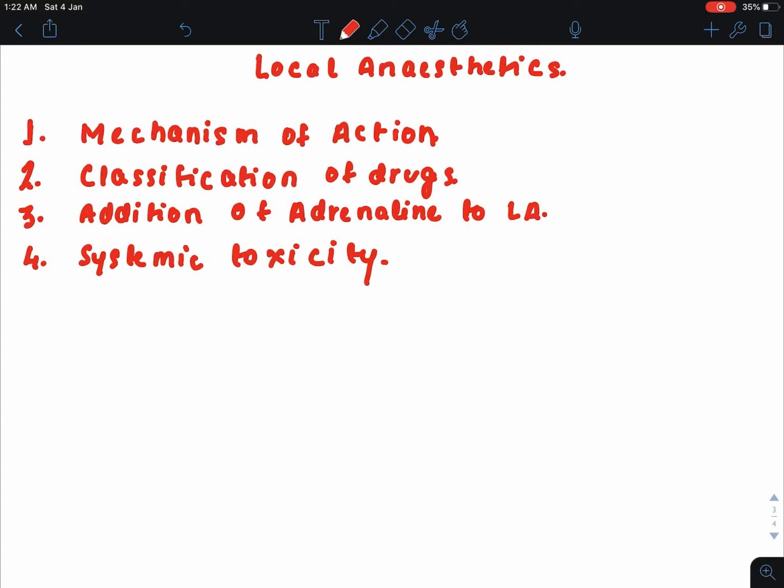Friends, today we are going to study an important topic which is local anesthetics. In local anesthetics, we will see the mechanism of action of local anesthetics. Then we will classify the drugs of local anesthetics. Then we will see what happens when we add adrenaline to local anesthetics. And lastly, we will see the systemic toxicity due to local anesthetics.